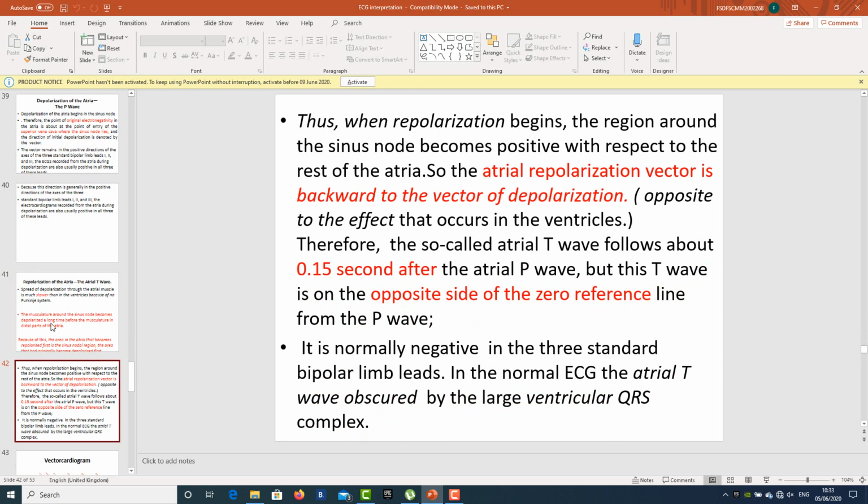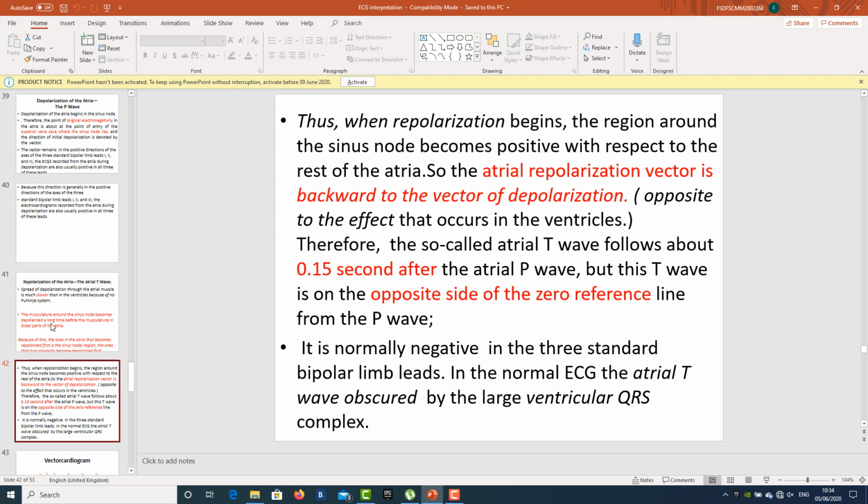Thus, when repolarization begins, the region around the sinus node becomes positive with respect to the rest of the atria. So the atrial repolarization vector is backward to the vector of depolarization. Therefore, the so-called atrial T wave follows about 0.15 second after the atrial P wave. But this T wave is in the opposite direction of the zero reference line from the P wave. It is normally negative in the three standard bipolar limb leads.